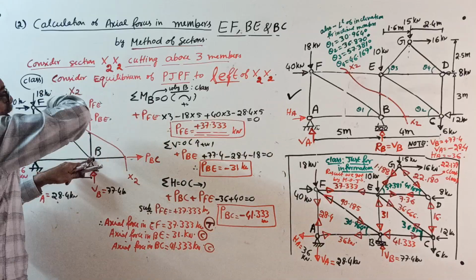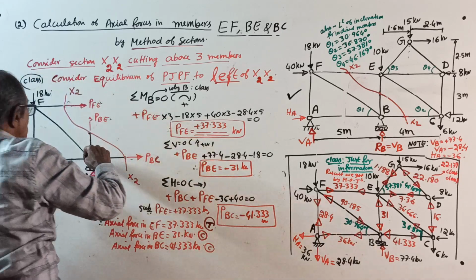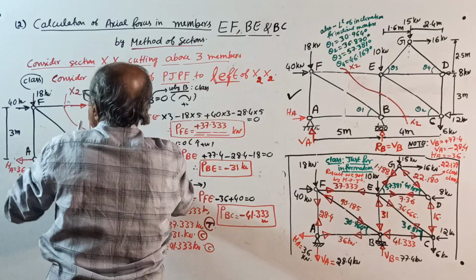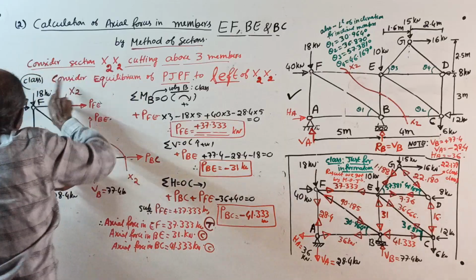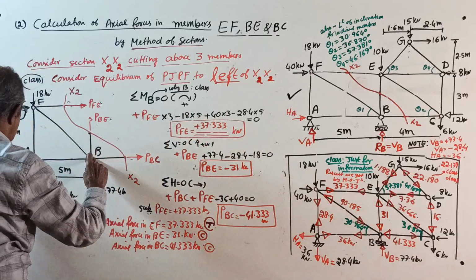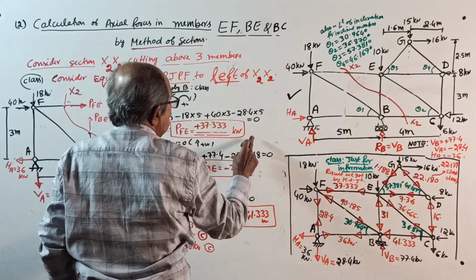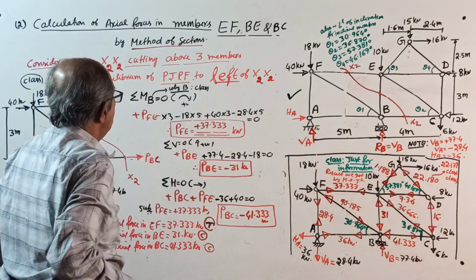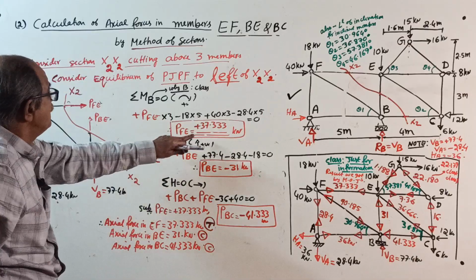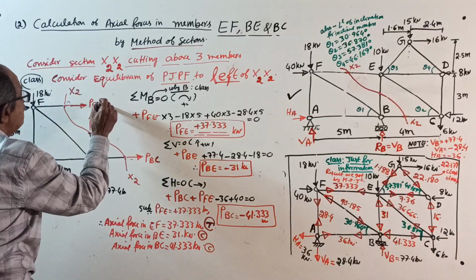PFE into 3 clockwise. See here. Minus anti-clockwise 18 into 5. Then clockwise plus 40 into 3. Clockwise means plus there. Then anti-clockwise 28.4 into 5 equal to 0. You get the value of PFE. Plus will come. Now see, you got the value of PFE.